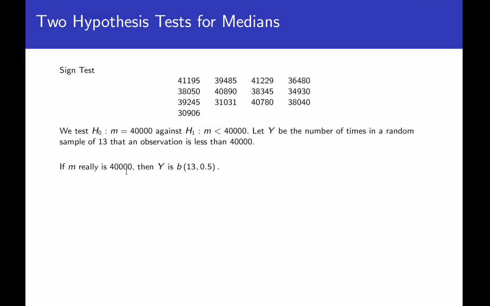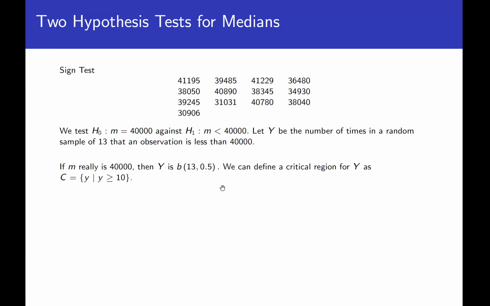Now, if the median is really 40,000, we would expect that, given an individual selection from the underlying random variable where this data came from, the probability of selecting a particular point being less than the median is going to be 1/2. So we've got 13 identical trials. All of them have a probability of success of 1/2. So y here would be binomial on 13 trials and a probability of success of 0.5.